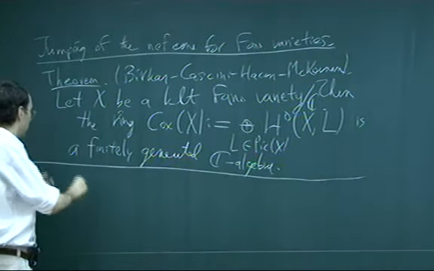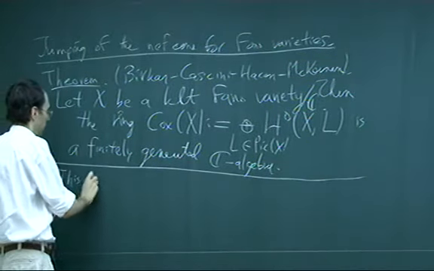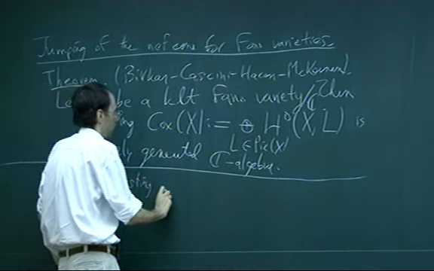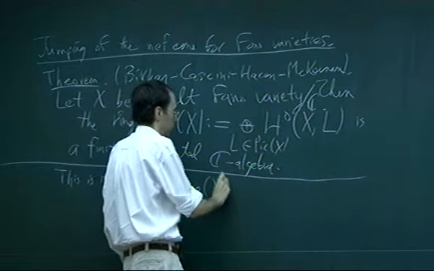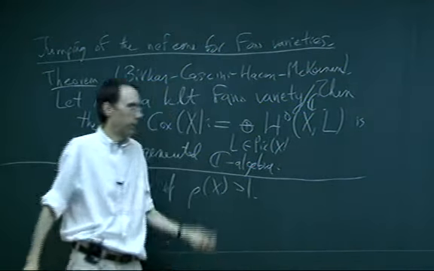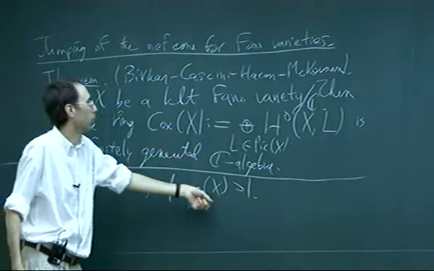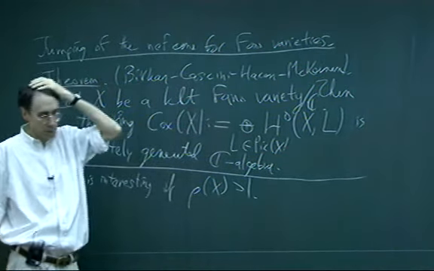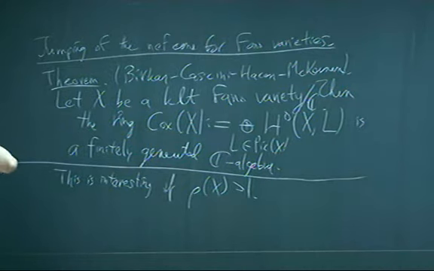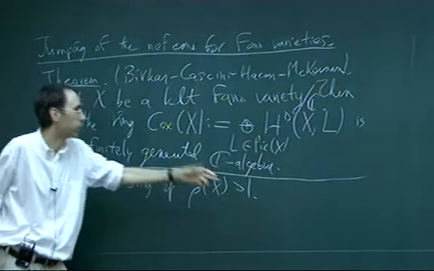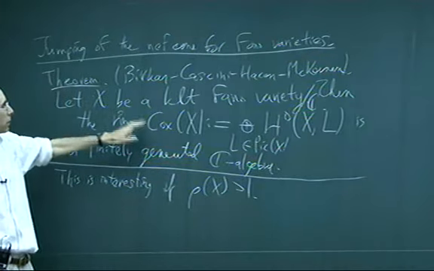Now I'll just make the point that this is an interesting statement if X has Picard number greater than 1. If X has Picard number 1, then this is kind of obvious. Picard number 1 is maybe the most interesting kind of Fano varieties anyway, but in any case, this is an interesting statement for Fano varieties with Picard number bigger than 1. Why is it obvious for X with Picard number 1?